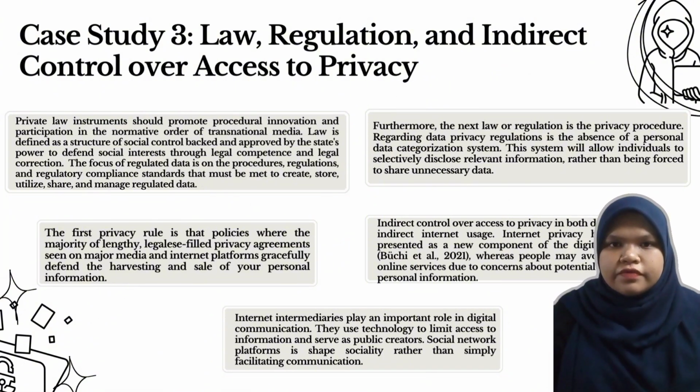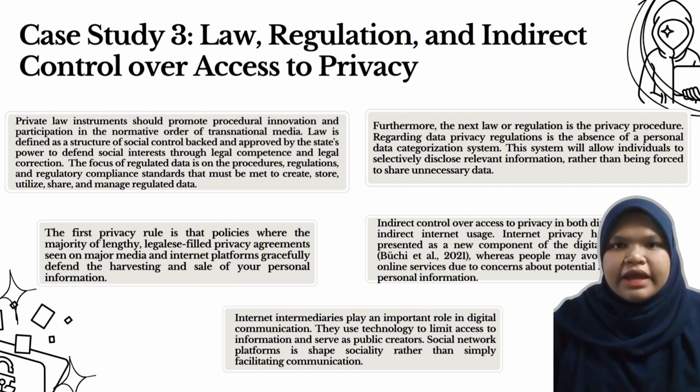Next, indirect control over access to privacy in both direct and indirect internet use. Internet privacy has been presented as a new component of the digital divide, whereas people may avoid using online services due to concern about potential abuse of personal information. The power balance in generating and using information is highly asymmetric in favor of institutions. Policy plays a critical role in balancing power between individual privacy and public institutions.